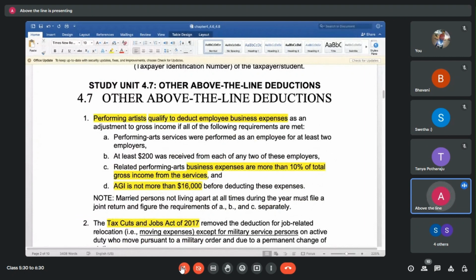Now there are some other, like, I think the majority of the above the line deductions we have covered. Those are the main ones. There might be some small ones here and there which we can see.